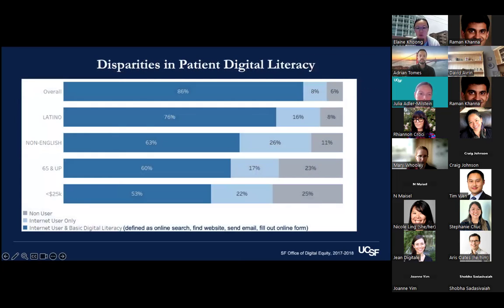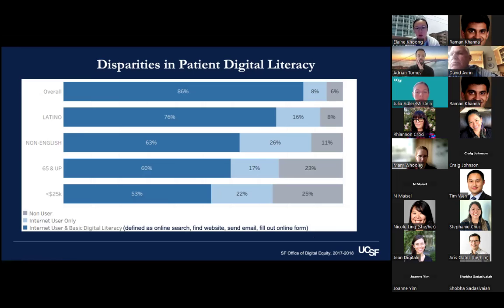And again, probably not a huge surprise to folks here, but SF had an Office of Digital Equity that sent a survey out to a lot of SF residents before COVID, and they asked who used the internet and who actually had what they called basic digital literacy. You can see here they define that as being able to do an online search, find a website, send an email, or fill out an online form.